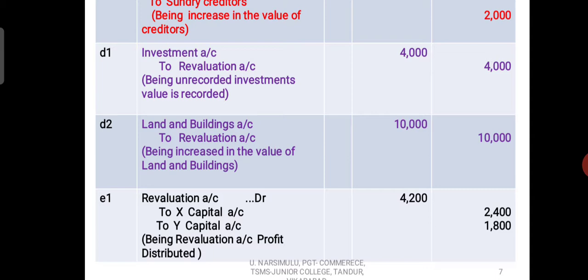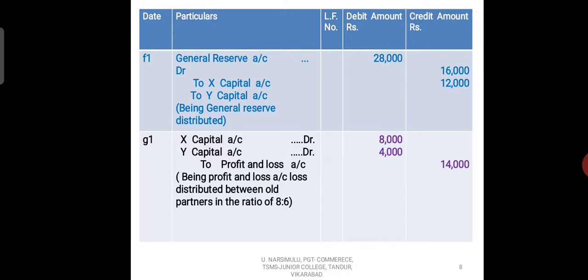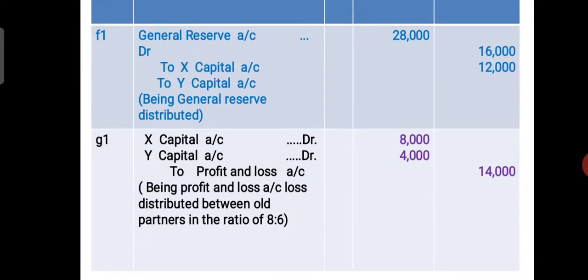Next, some more entries are there, we can go and observe. Now, here for the distribution of general reserve, students, it's very important in every problem. Generally this point will come. For that, what is that entry? General reserve account debit to X capital account, to Y capital account, means the general reserve can be distributed between old partners according to their old profit sharing ratio.